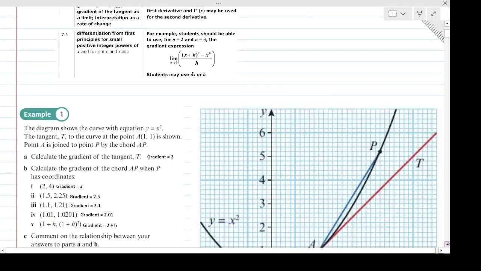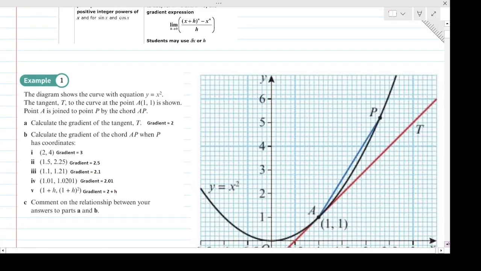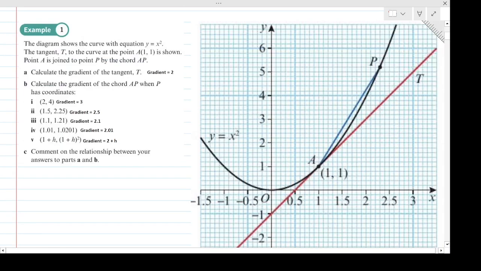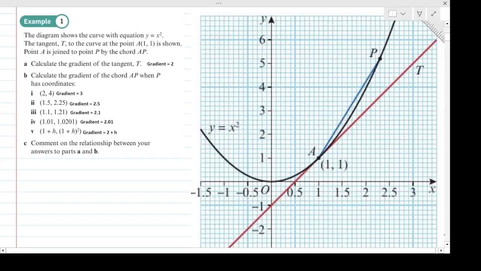I did go through this example in more detail in the last video, but I want to revisit it again because it's going to start to lead us to a very important idea. What's happening in this diagram is we've got this curve y is x squared and a tangent at the point A. That's the red line. And again, a tangent line is a line that touches the curve at a particular point.